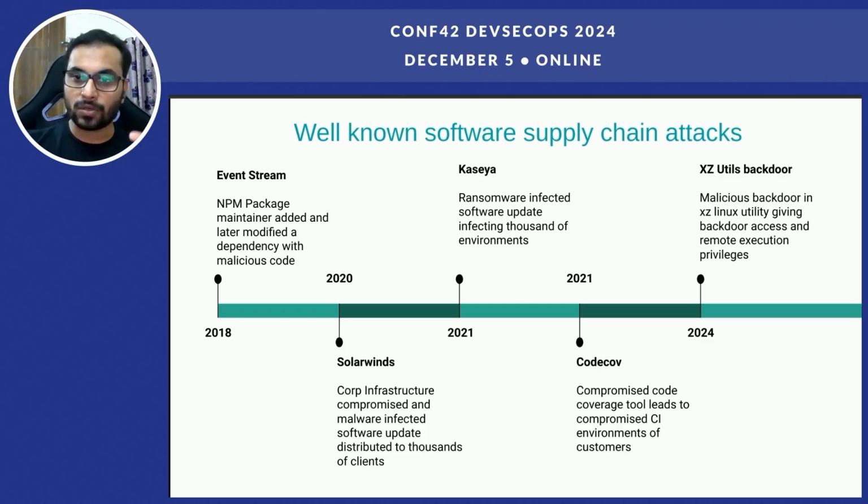And the most recent one is the xz utils backdoor. A malicious backdoor in the xz Linux utility was created, and that backdoor access actually gave remote execution privileges over some versions of OpenSSH on the target systems. Now, these are again a very small number of the attacks that I have quoted here, but this should give you an idea about the variety and the impact of these attacks.